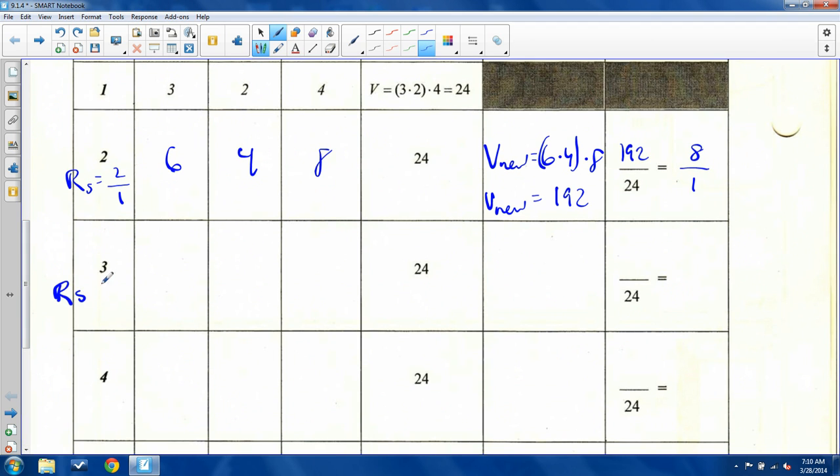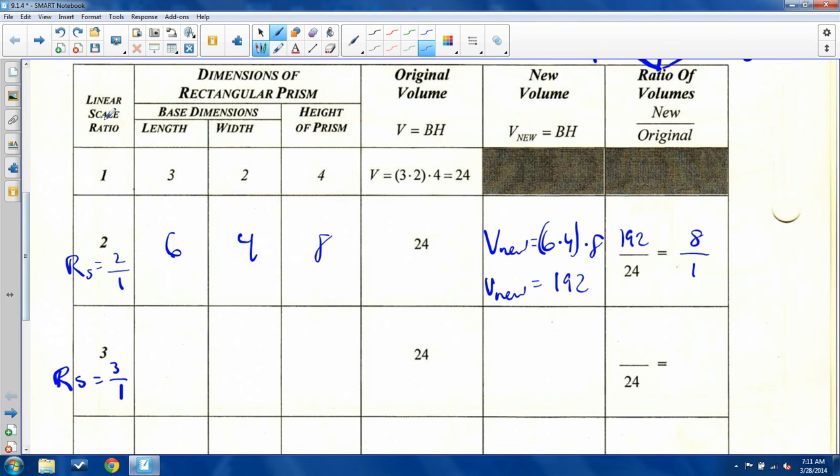Ratio of sides right here will be 3-to-1. If the linear scale ratio is 3, I'm multiplying every side by 3. So 3 times 3 is 9. 2 times 3 is 6. 4 times 3 is 12.